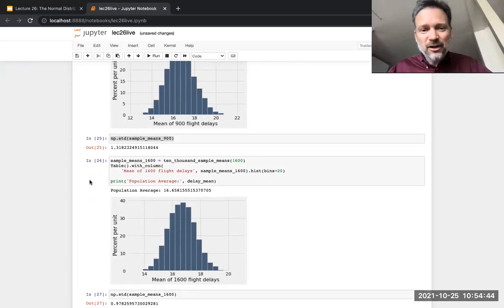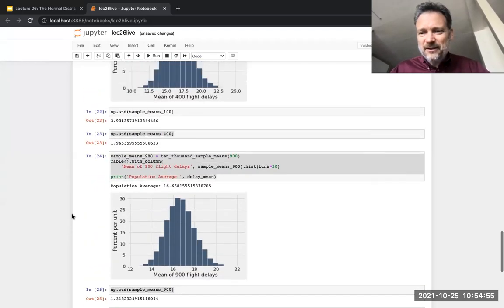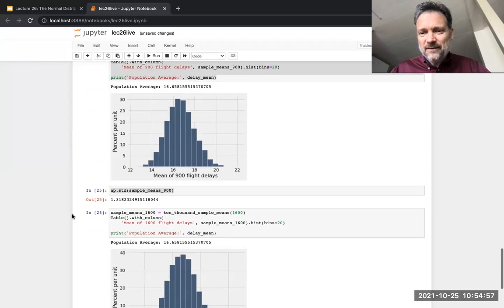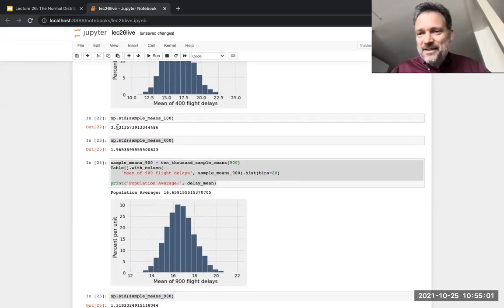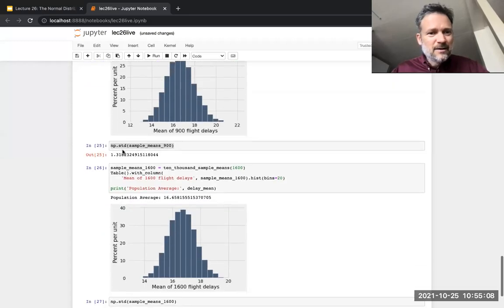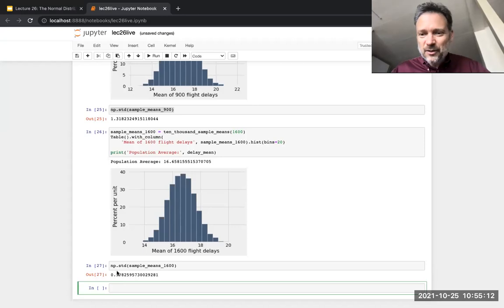All right, bell curve again, even narrower still. SD got even smaller. SD is a bit less than 1. All right, do we think the SD here is a linear function of the sample size? With 100, you had an SD of just under 4. With 400, just under 2. With 900, just under 1.3. With 1600, just under 1. Is that linear?